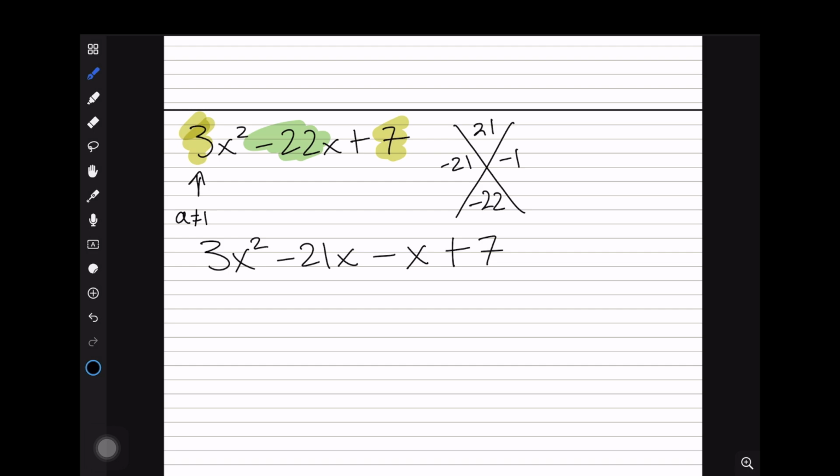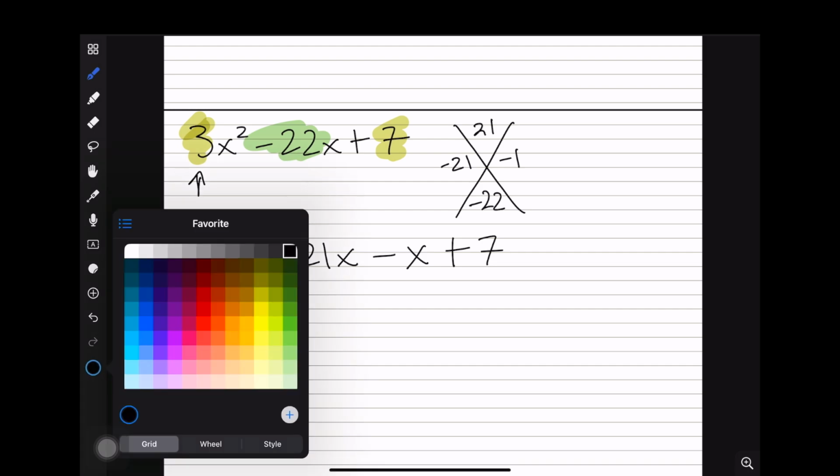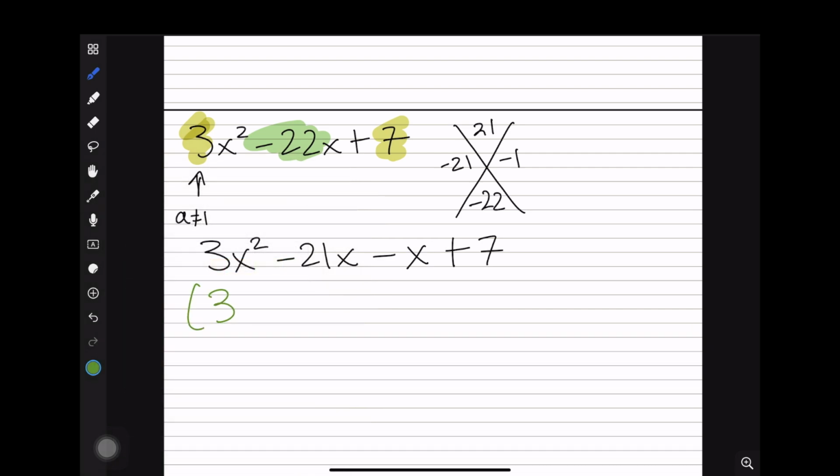Okay, now what we want to do is we want to break those two up. So we want to group them. So we're going to get 3x squared minus 21x. Then we're going to group the second one. We're going to get negative x plus 7. We want to find the greatest common factor between 3x squared and negative 21x. And that's going to be a 3x.